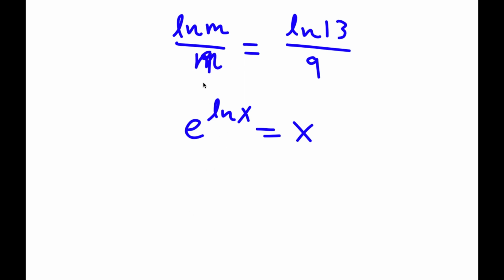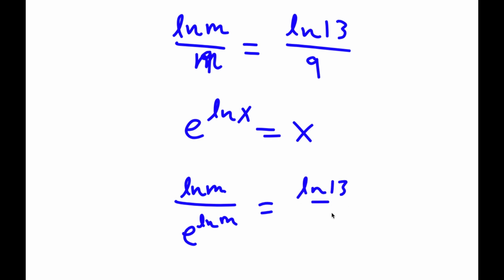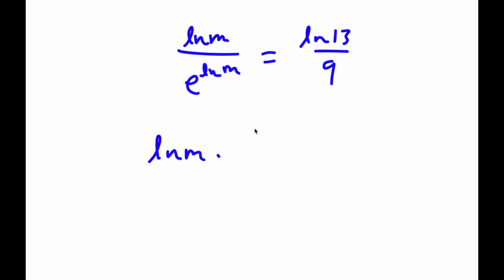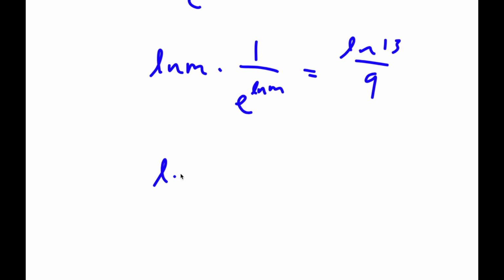So now I'm going to take e to the power of ln m on both sides. Or sorry, now m here, this is the same thing as e to the power of ln m, because remember, these two cancel out. So now I have this is equal to ln 13 over 9. And now this is the same thing as ln m times 1 over e to the power of ln m, which is equal to ln 13 over 9, which is the same thing as ln m times e to the power of negative ln m, which is equal to ln 13 over 9.